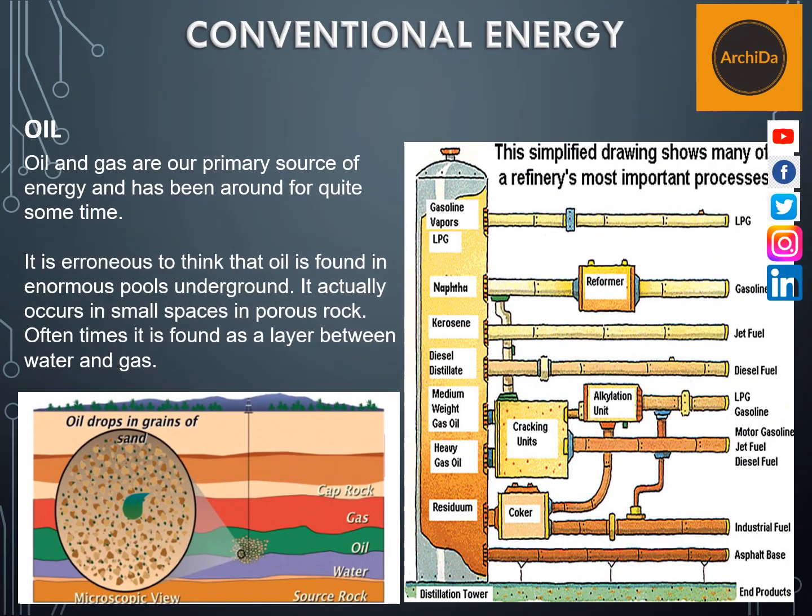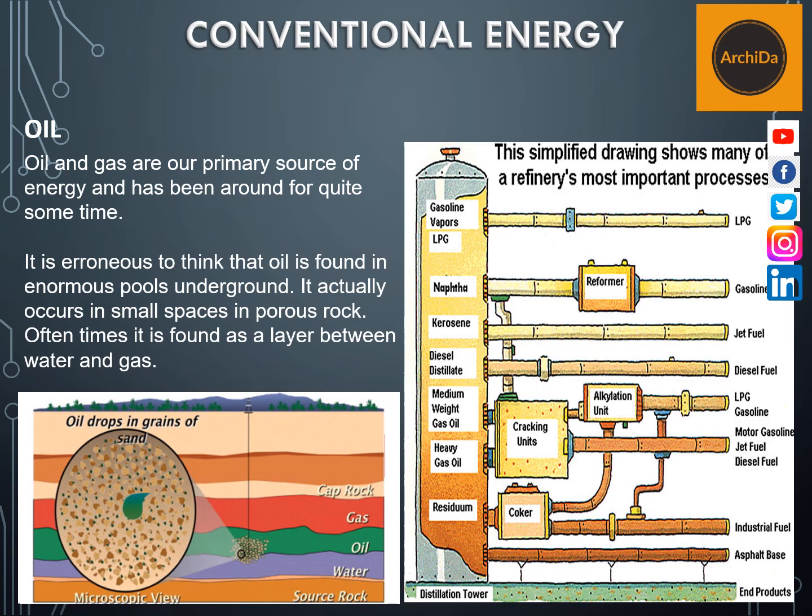Now, the second source of conventional energy is oil. Oil and gas are our primary source of energy and has been around for quite some time. It is erroneous to think that oil is found in enormous pools underground. It actually occurs in small spaces in porous rock. Oftentimes, it is found as a layer between water and gas.